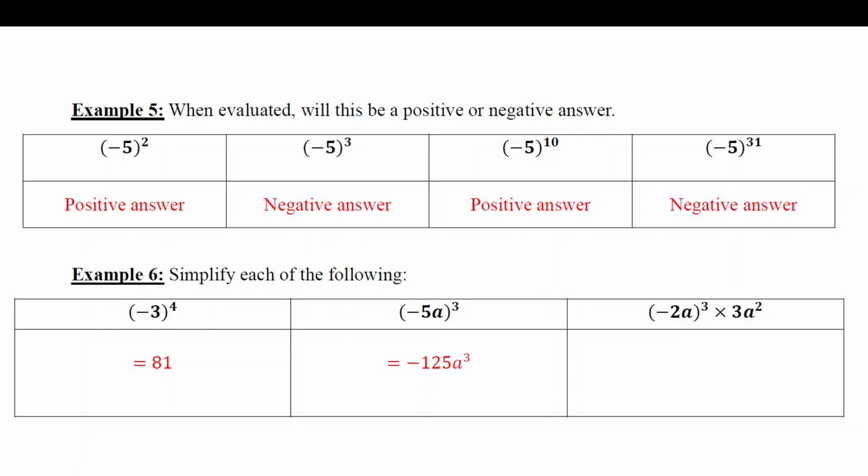Now here, let's just multiply the 3 with the power of the negative 2, and the 3 with the power of a. So negative 2 to the power of 3, because it's an odd power, will give us a negative answer. And a to the power of 3 just stays the same. But if I do a little step in between here, this would be negative 2 to the power of 3 and a to the power of 3. And then we simplify that by simply multiplying out these numbers and multiplying out these bases. So we should get negative 24a to the power of 5.